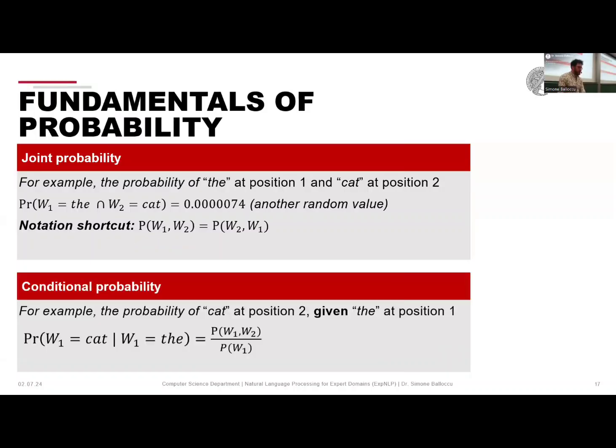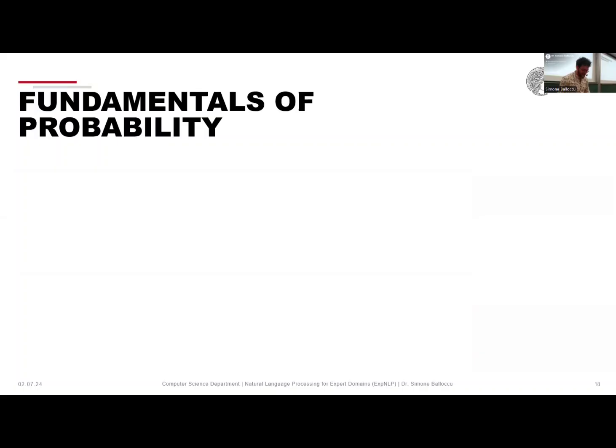But you also have conditional probability. For example, the probability of cat at position 2 given that we have the at position 1. So we're actually modeling one with respect to another. And we're gonna use this, which kind of says given. There's an error in the slides: this is word 2 equals cat given word 1 equals the. One day I will recheck the slides before the lecture, I promise. But today is not the day.